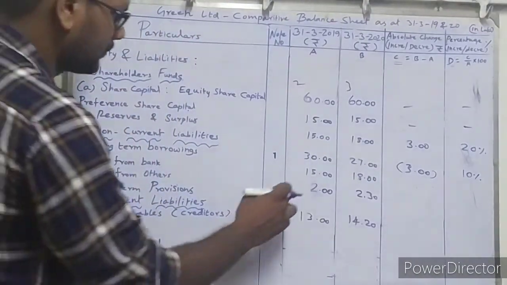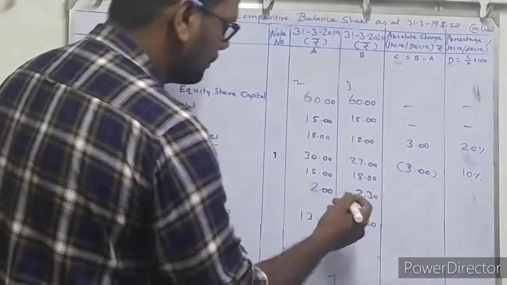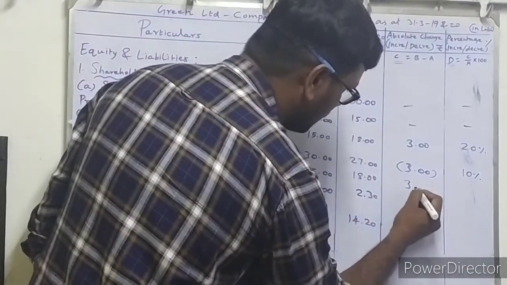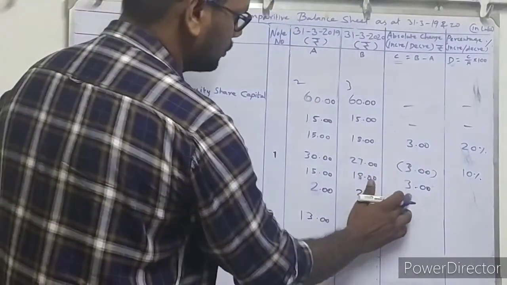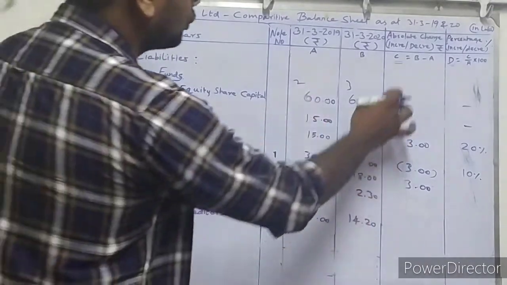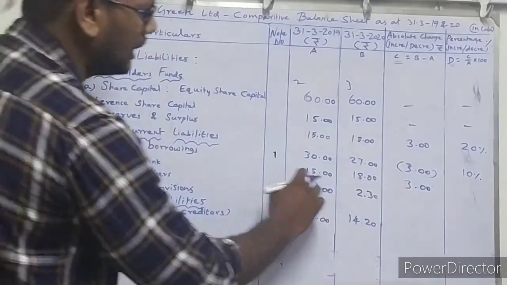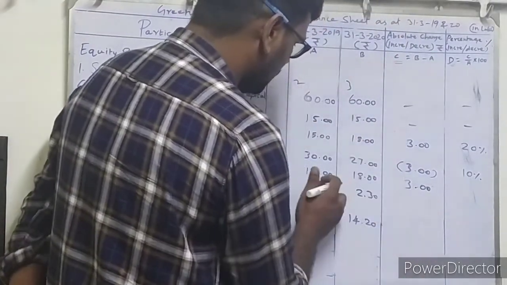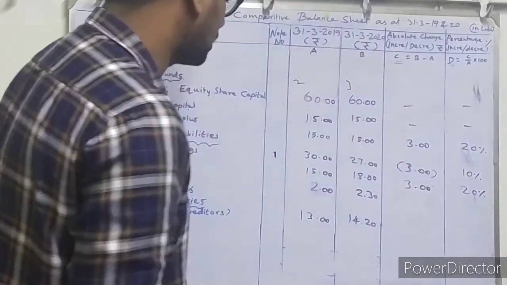From other creditors, for the previous year 15 lakhs, for the current year 18 lakh. So 3 lakhs increased compared with the previous year. B minus A, 18 minus 15 is equal to 3 lakh increased. If it is a negative figure only, we will write in brackets. If it is a positive figure, we will not put brackets. So 3 lakh rupees is the absolute change, which is increased compared with the previous year. That increased amount divided by the base year 15 lakhs into 100. So how many percentages are increased? Nearly 20% is increased compared with the previous year.